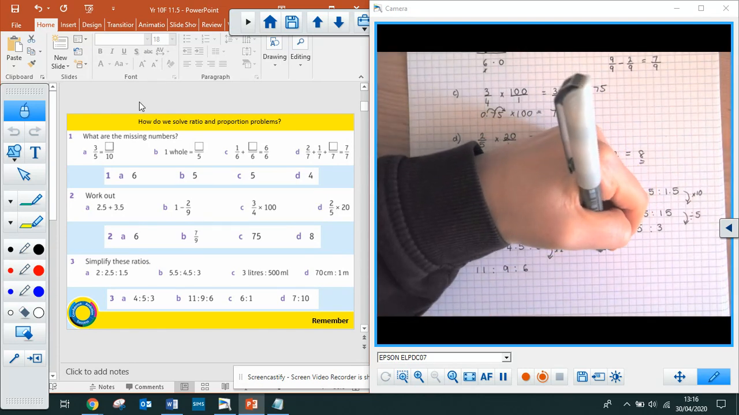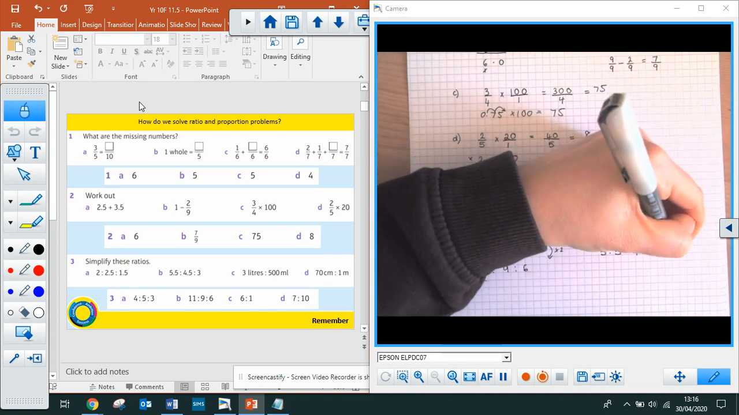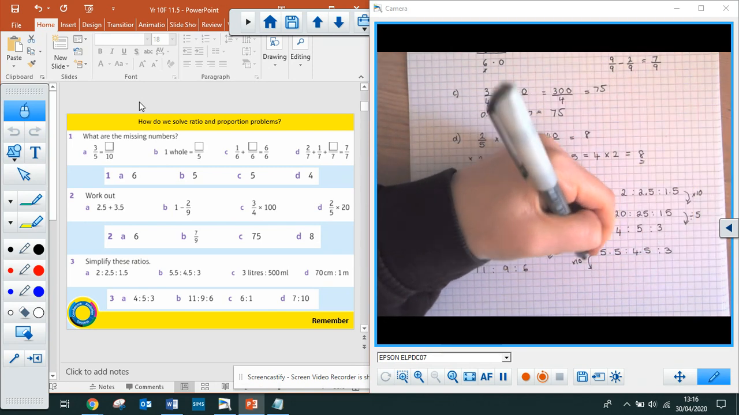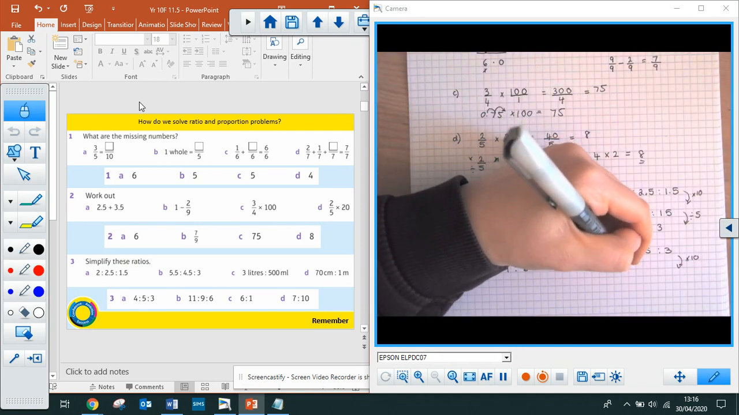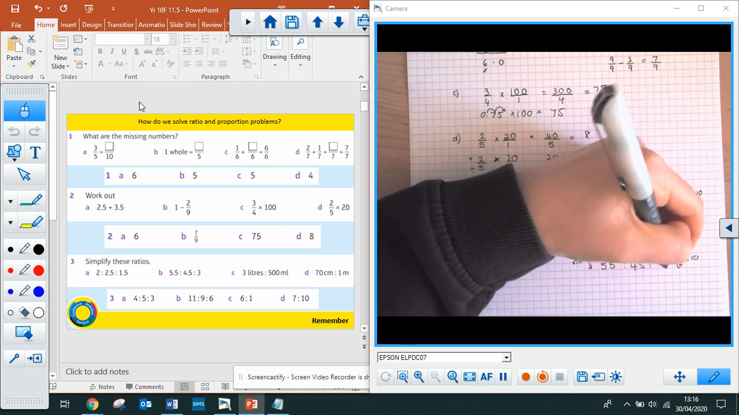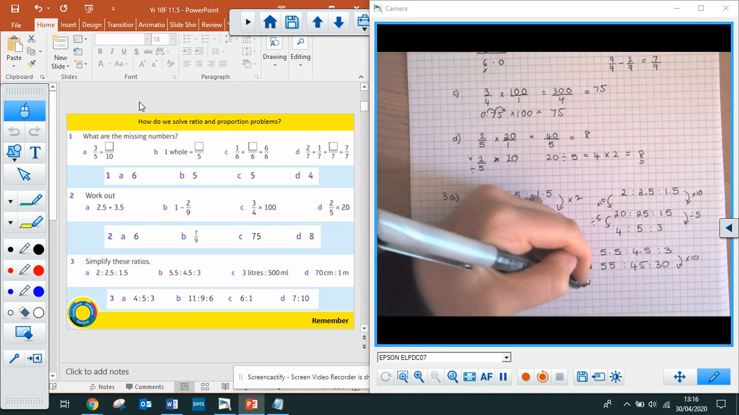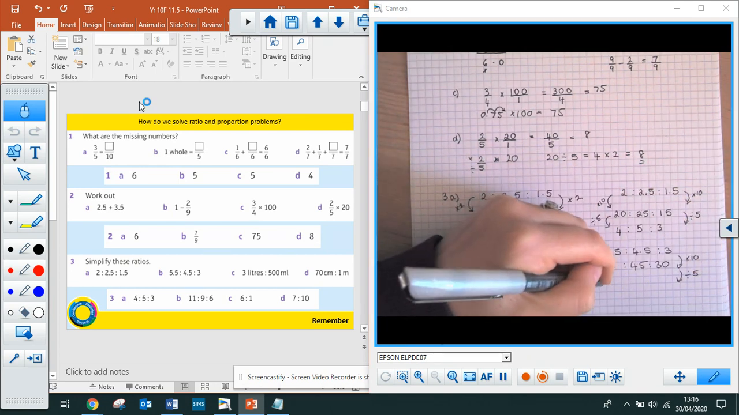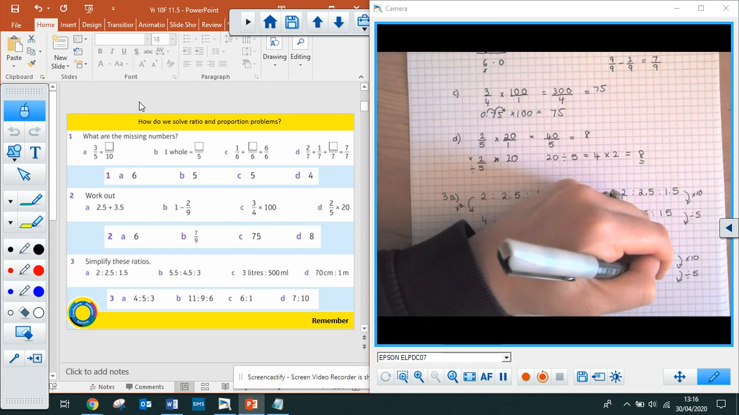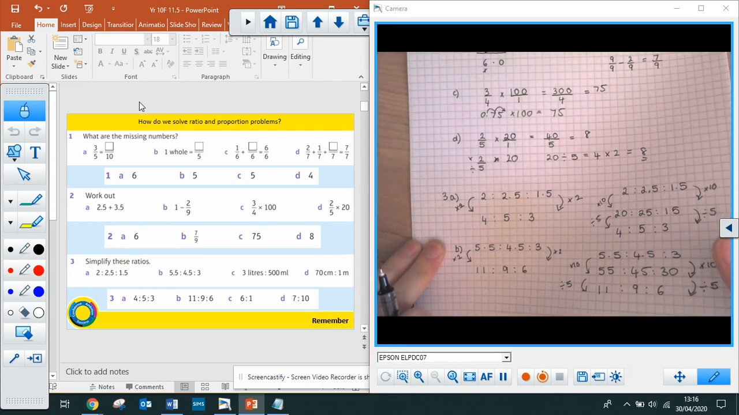If you multiplied by 10, you'd have 5.5 to 4.5 to 3. You're going to multiply by 10. That leaves you with 55 to 45 to 30. They all end in 5 or 0, so they're all divisible by 5, at least. So divide by 5. That leaves me with 11 to 9 to 6. Okay, and you've got to the same answer once again there. So well done if you got that.